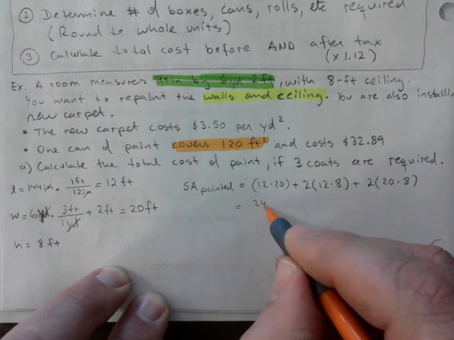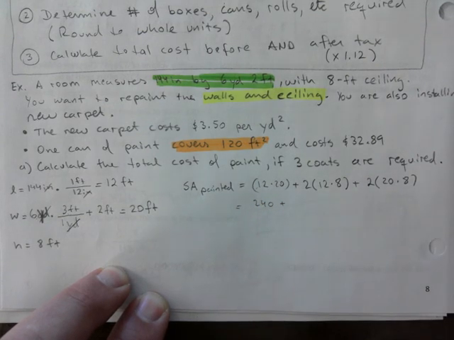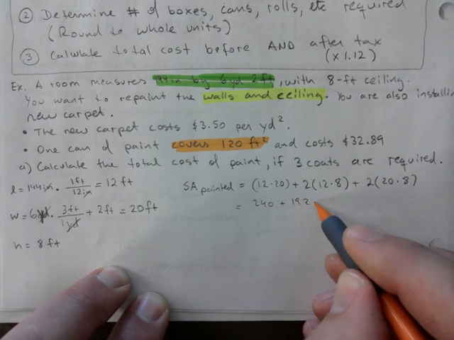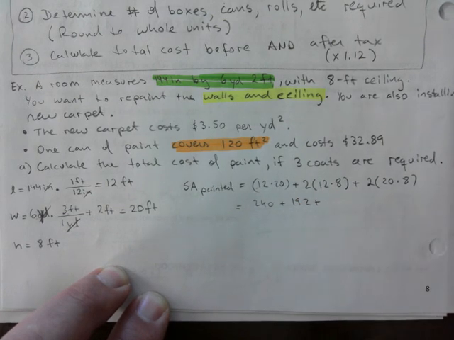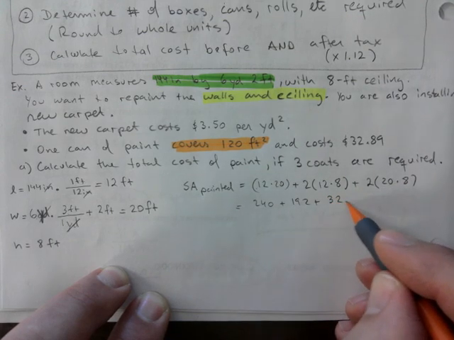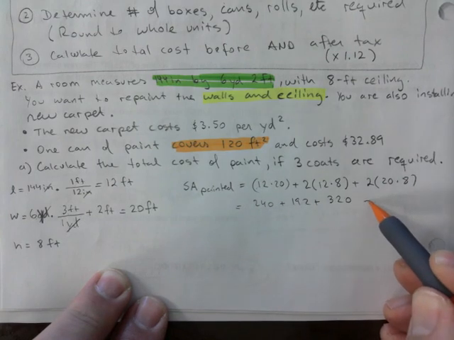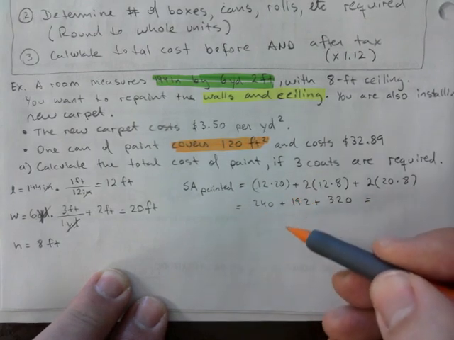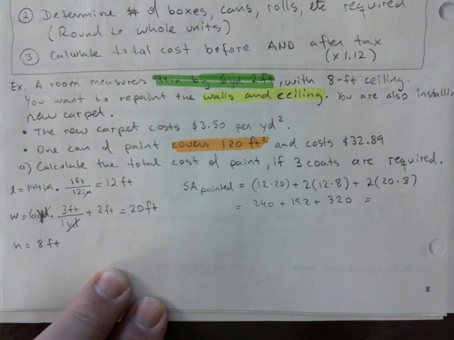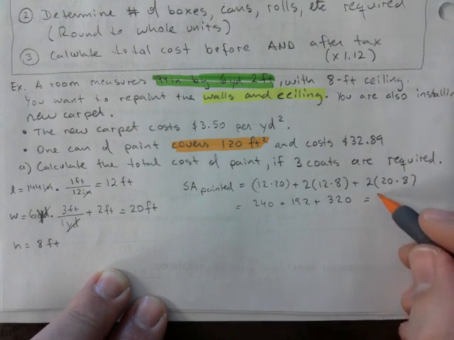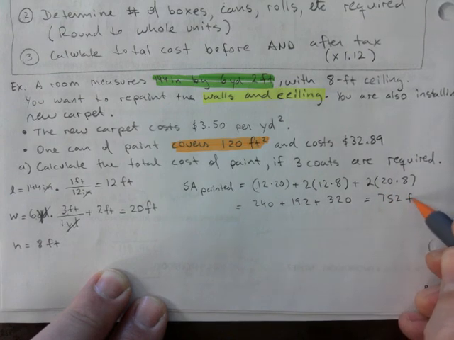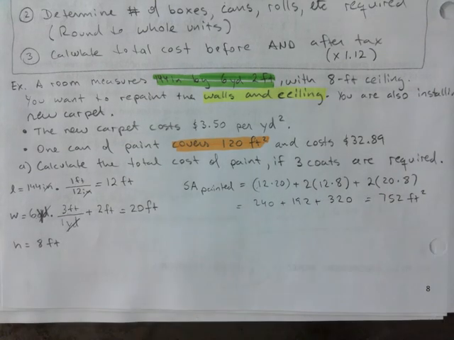That's 240 plus 192 plus 320. And that whole thing, just to save some time, I usually like to work vertical like this, but if you add that all up, you can follow, right? 752. And we are in square feet.